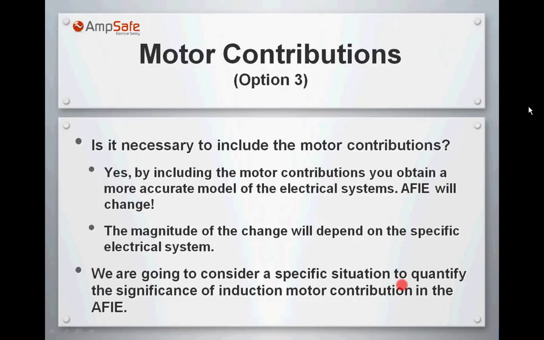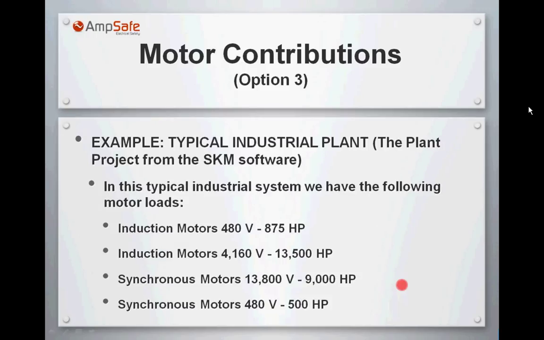We're going to consider a specific situation, one project that is a typical industrial project. I named it, or it is named, Plant. And why does it have a name? Because I got it from the SKM sample project called Plant. So I ran this study. If you have Power Tools for Windows and you have the arc flash module, you will be able to run it and test it yourself as well.